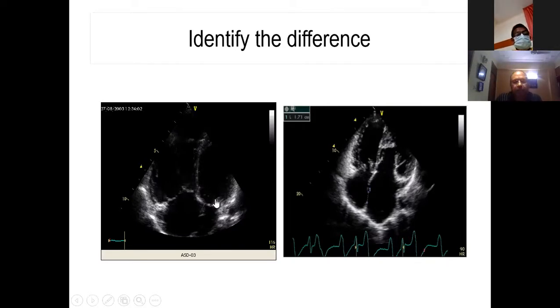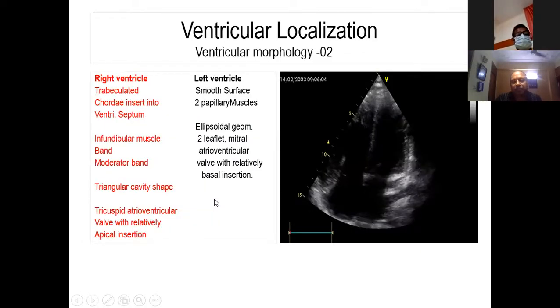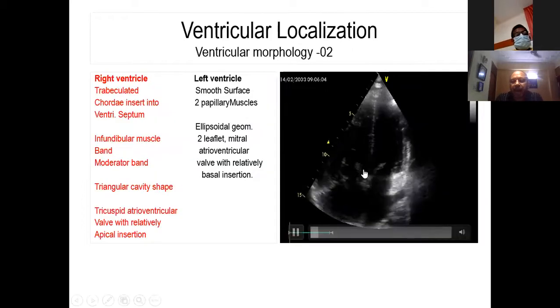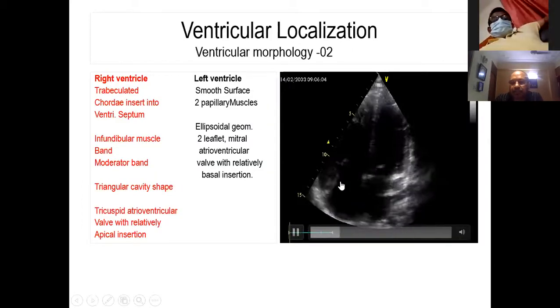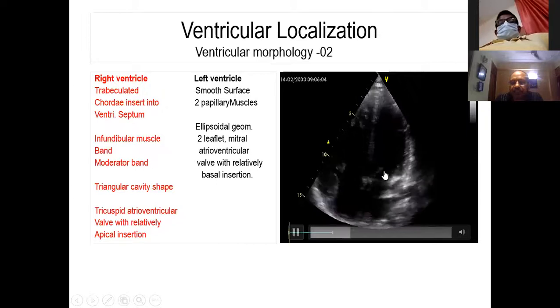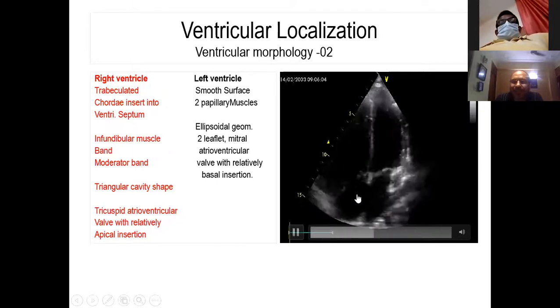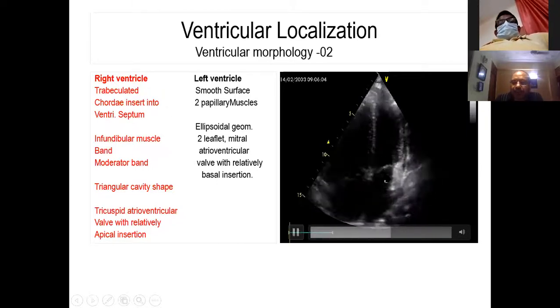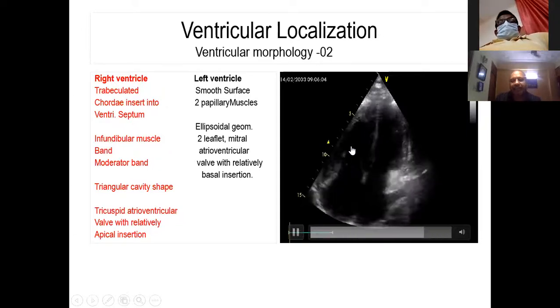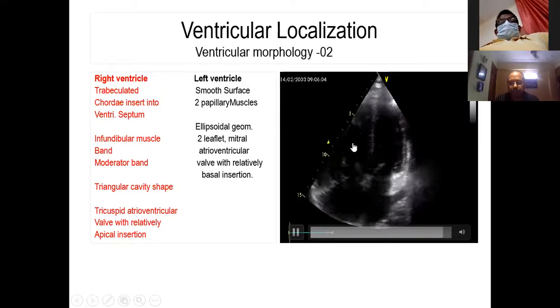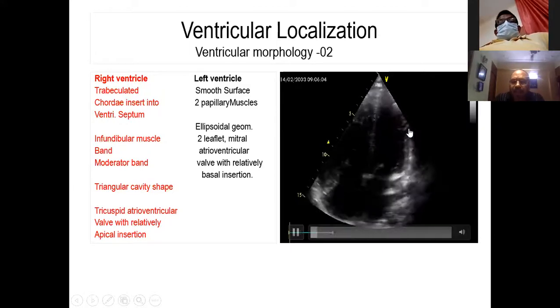Is that clear? Now we go back to my previous slide. I say this is apically placed, so this is the tricuspid valve. This is basally placed, this is my mitral valve. This is LA, this is RA. This is tricuspid, this is mitral valve. Now comes the question of looking at LV and RV. A very difficult issue. Well, LV is always a clean shaven structure.